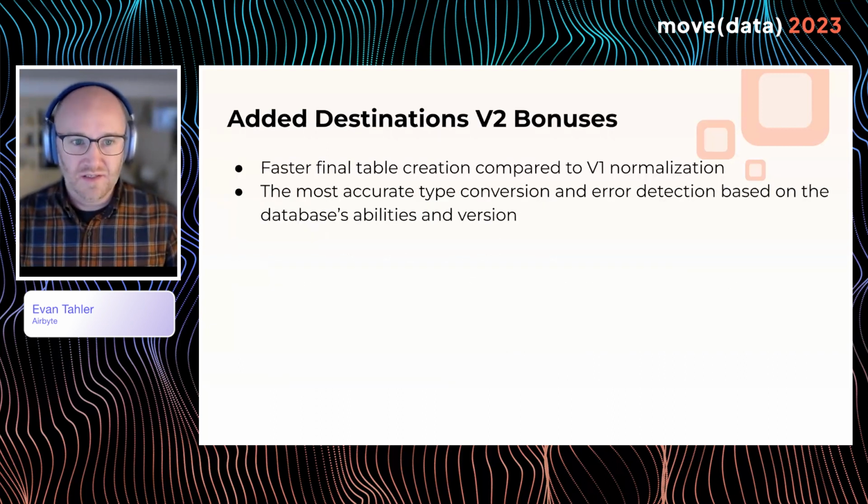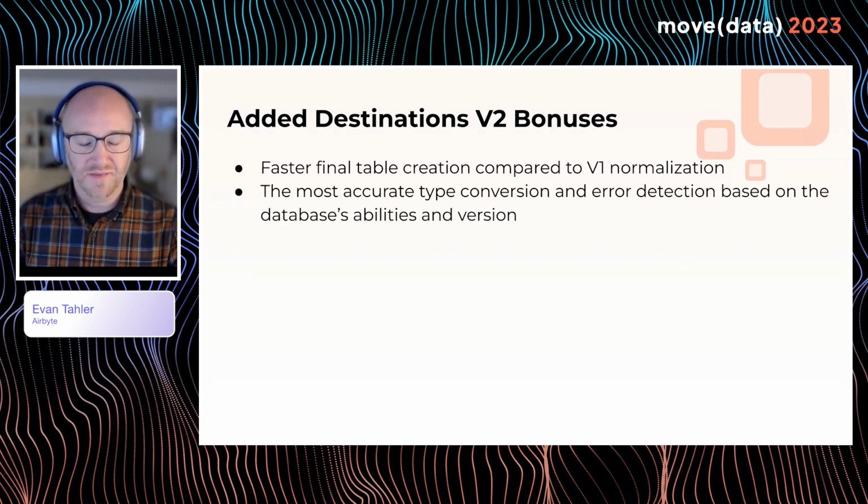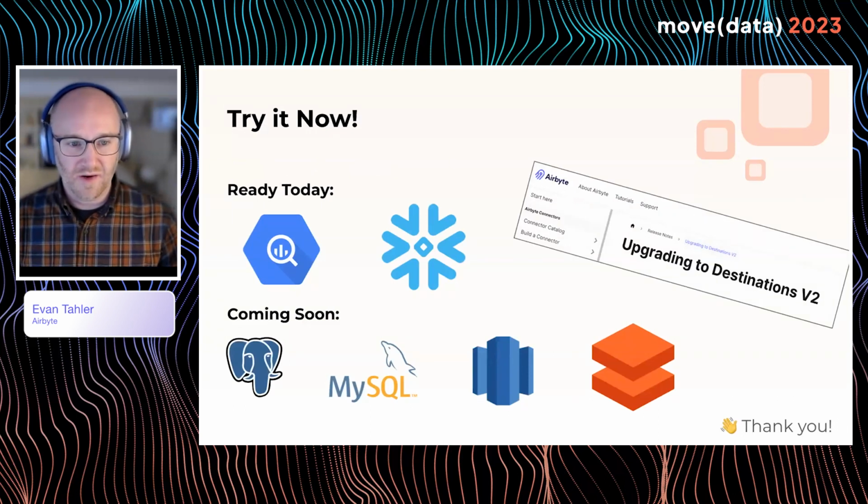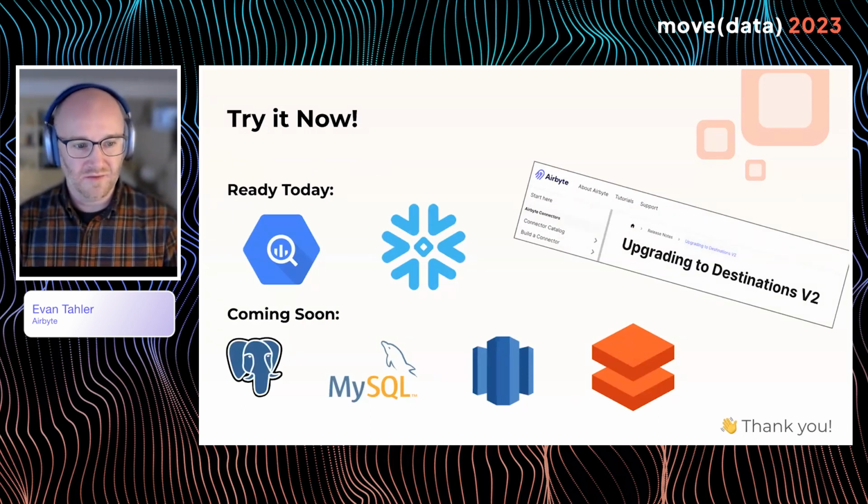Some added bonuses. Final table creation is faster. We got better type conversion. And destination V2 is ready today for BigQuery and Snowflake, and coming soon for other destinations that Airbyte manages and has certified. Try it now.